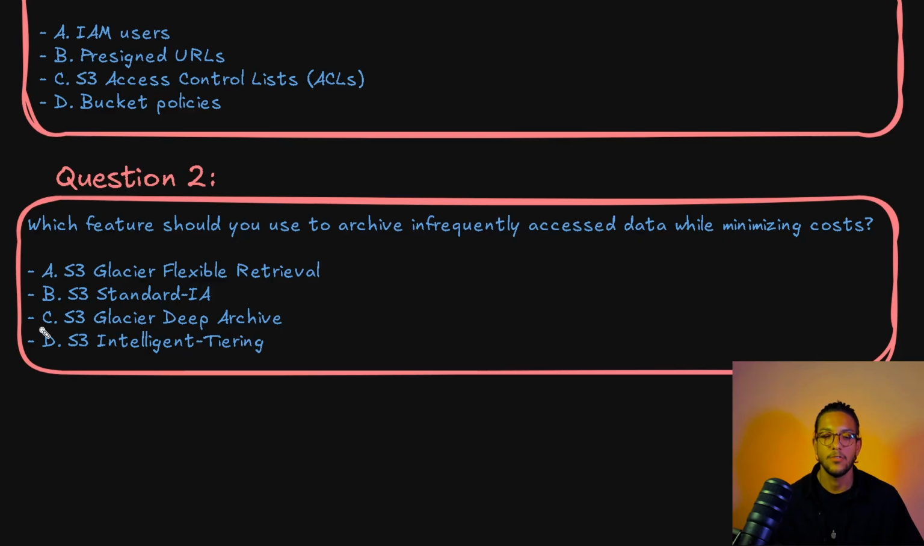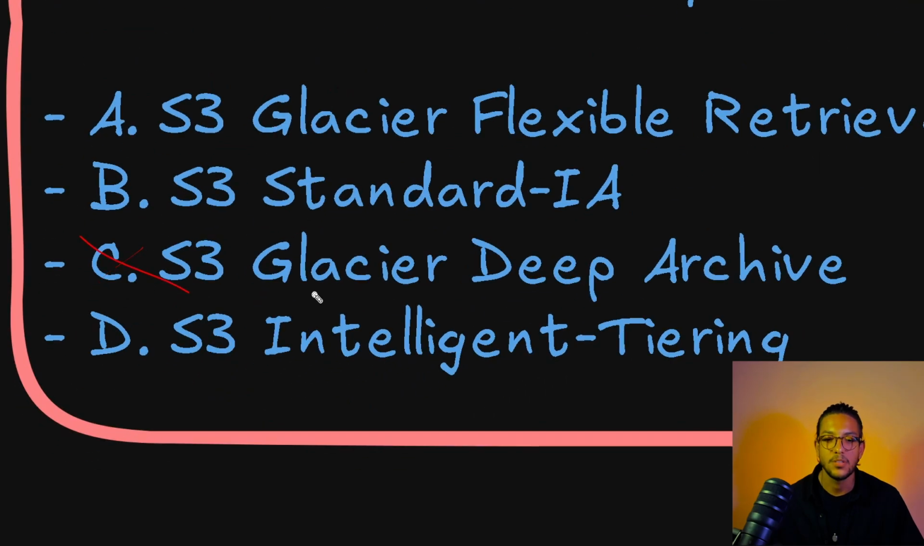The correct answer for this one is S3 Glacier Deep Archive, since it's the most cost-effective option for archiving infrequently accessed data.